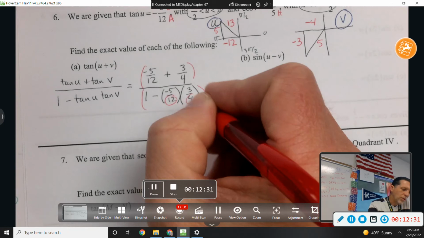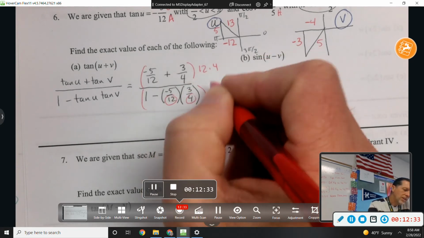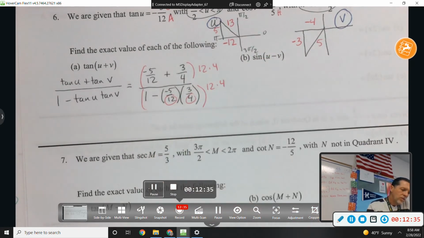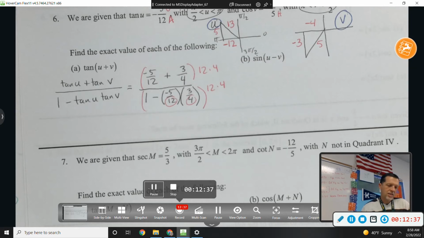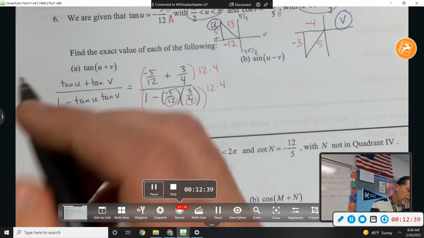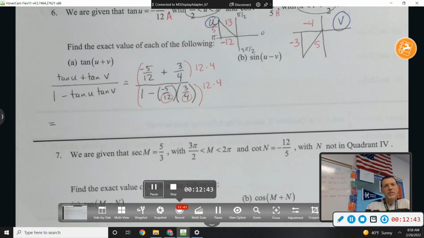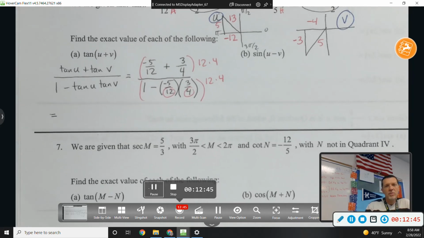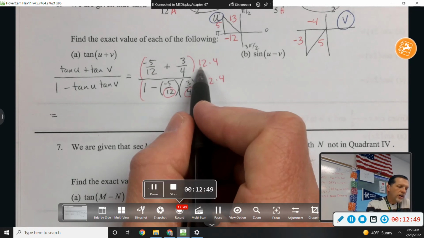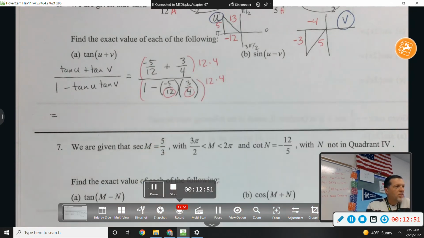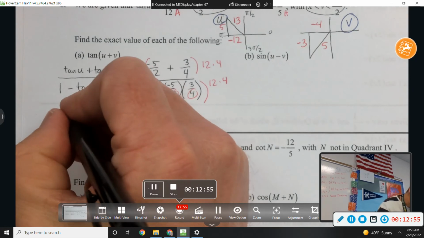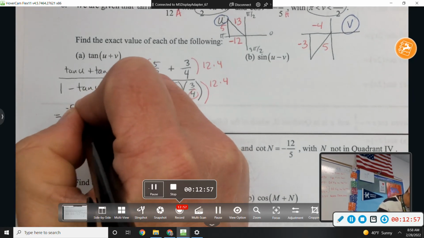Why don't we just multiply by all the denominators? So I'm going to multiply everybody by 12 and by 4. Okay, this is algebra, but this is where we hit speed bumps here. So 5/12 times 12 times 4. What cancels? The 12. So I'm left with negative 5 times 4.